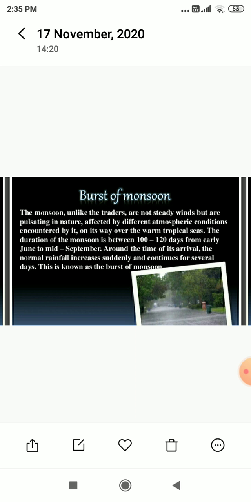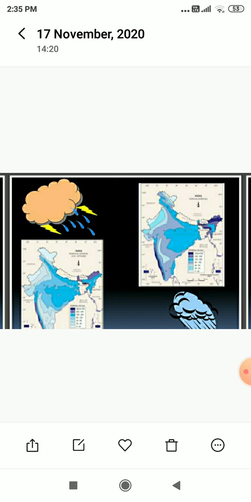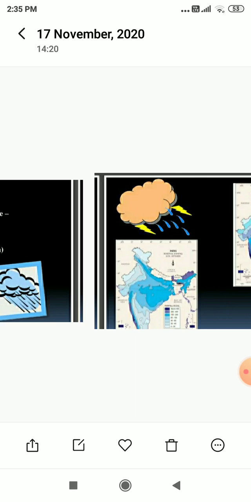In hilly regions, we come to know about this in the form of cloudbursts. See this one, the picture related to the advance of the monsoon season. The yellow color shows the arrival, whereas the black color shows the departure of the monsoon.